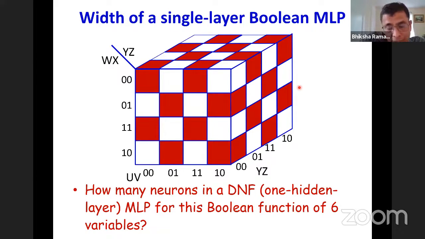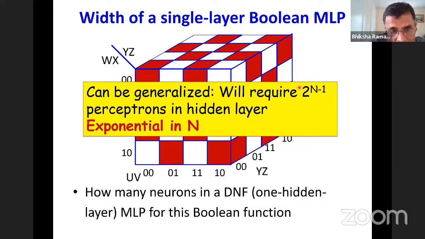All the same rules apply. And now I can compose a truth table of this kind. Again, it's a 3-dimensional chessboard. There's no way I can begin grouping things together, which means that there are 32 red boxes. So my DNF formula is going to require 32 clauses. My one hidden layer neural network is going to require 32 neurons in its one hidden layer.